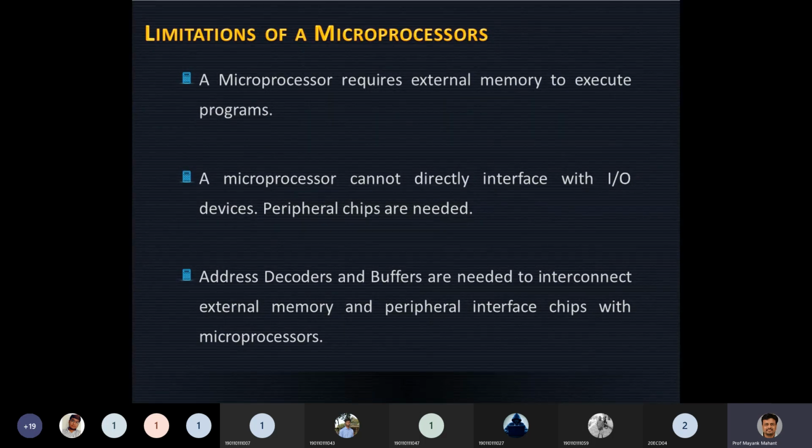Address decoders and buffers are needed to interconnect the external memory and peripheral interface chips with the microprocessor. That is what I have talked about: 8255, 8259, the address decoder and the memory buffers.